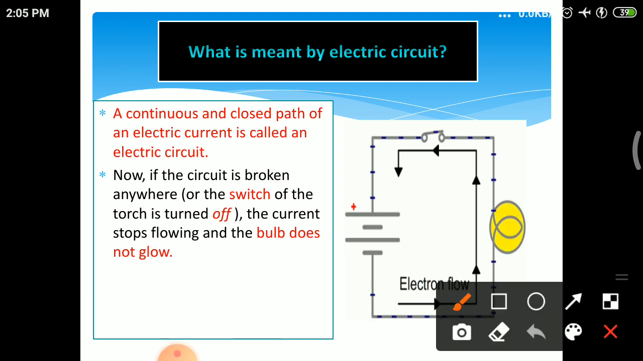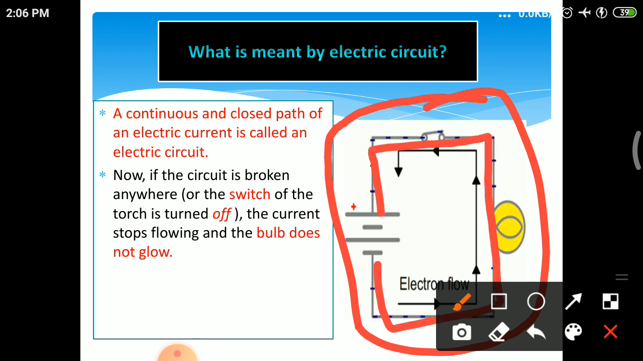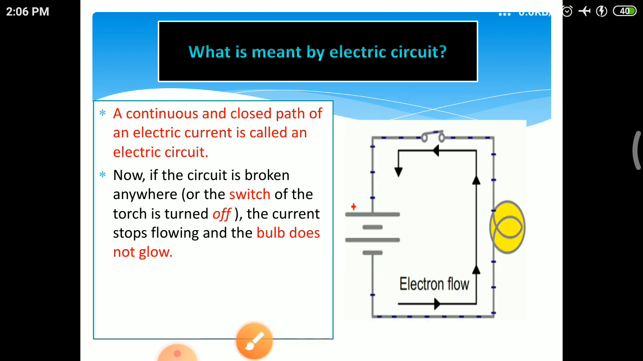Look at this circuit. This is a closed one. There is no gap here. And also here the electrons move in a closed path. So when the electrons are continuous and move in the closed path, that is called an electric circuit. If the circuit is broken anywhere, the current stops flowing and the bulb does not glow.